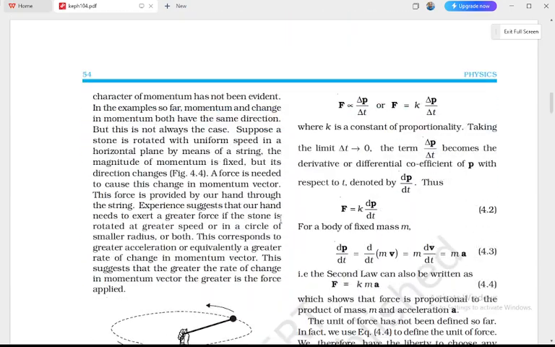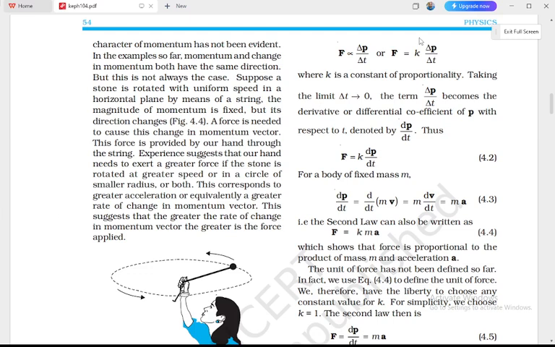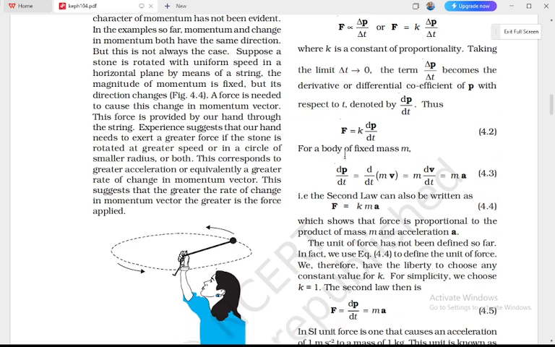By the second law, F is directly proportional to delta P by delta T, or F is equal to K into delta P by delta T, where K is the constant of proportionality. Taking the limit delta T tends to 0, the term delta P by delta T becomes the derivative or differential coefficient of P with respect to T, denoted by dP by dt. Thus, we can say F equals K into dP by dt.